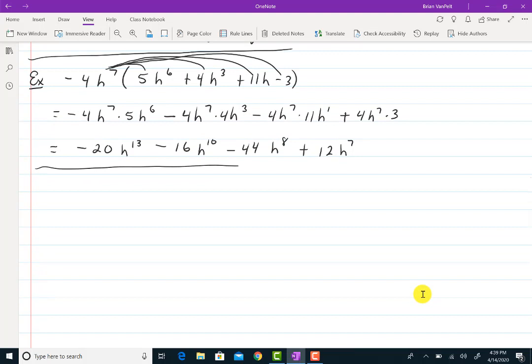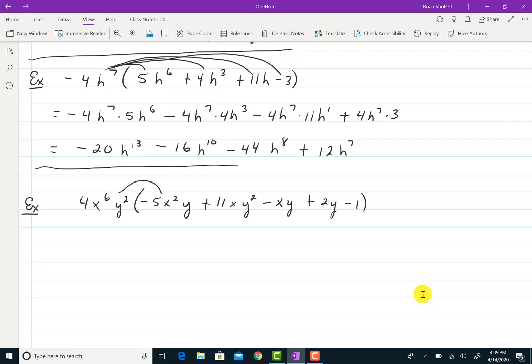Another example, a little more complicated. I'll give myself some more room. Here we have 4x to the 6th y squared times negative 5x squared y plus 11xy squared minus xy plus 2y minus 1. So now I've got to distribute all that stuff to each and every piece inside there. That's a total of 5 pieces.